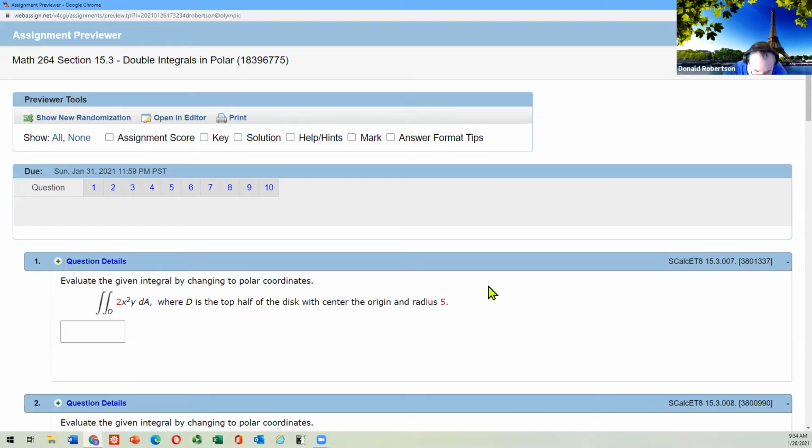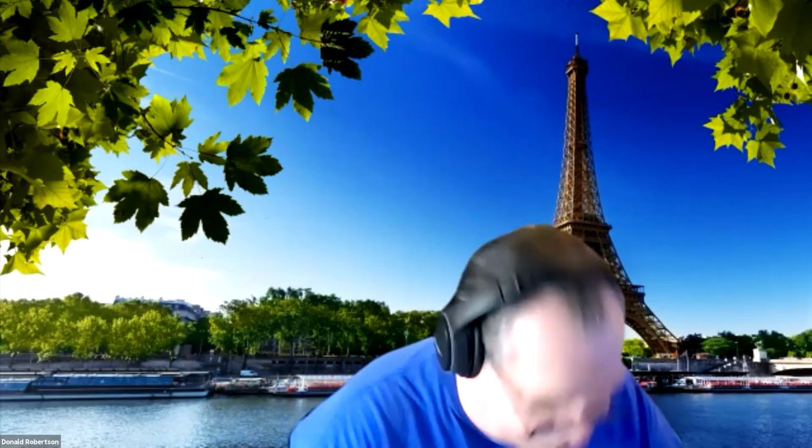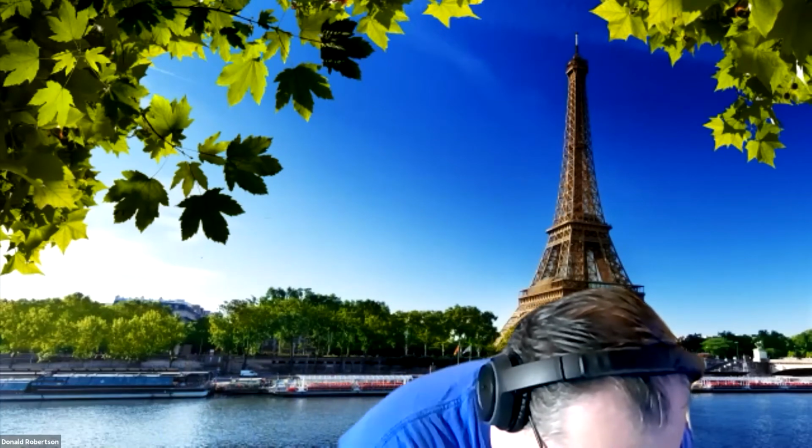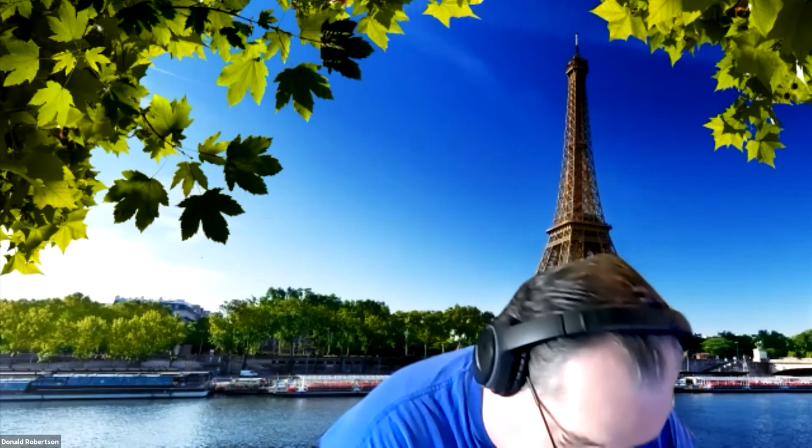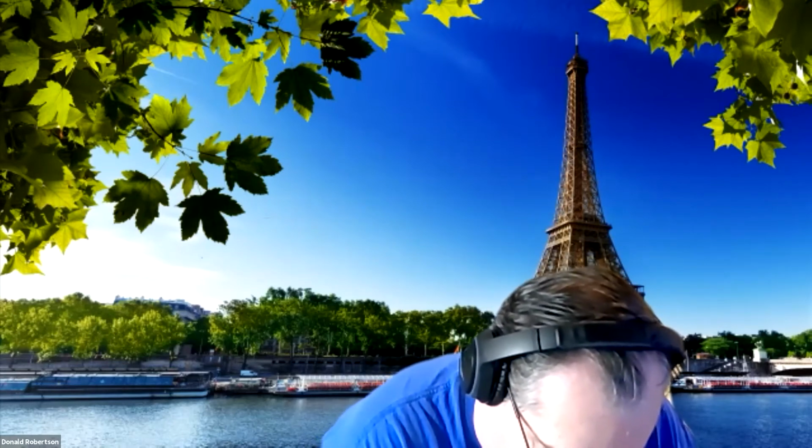So, I mean, the basic theme here is that the region D or R, whatever letter of the alphabet they're deciding to call it, has something circular about it, right? It's a donut, it's a half circle, whatever. Right, so this is my version of question 1. And we're going to do a double integral over D of 2x squared y dA.